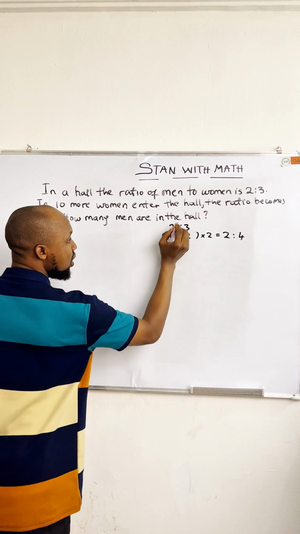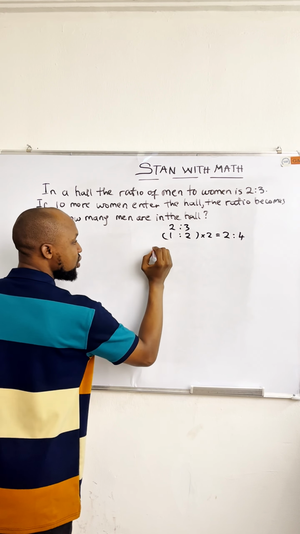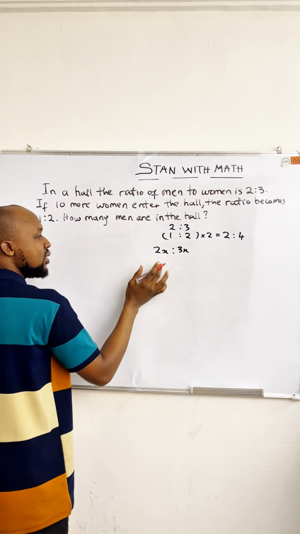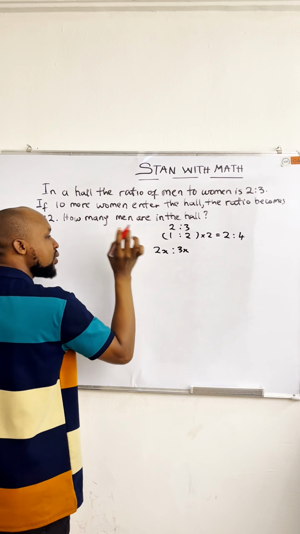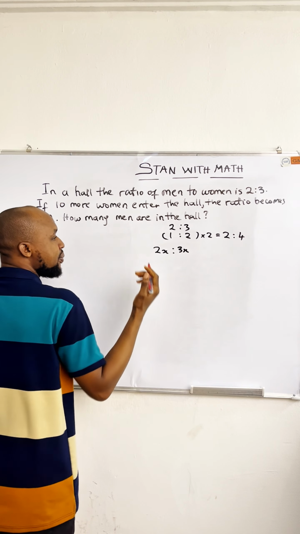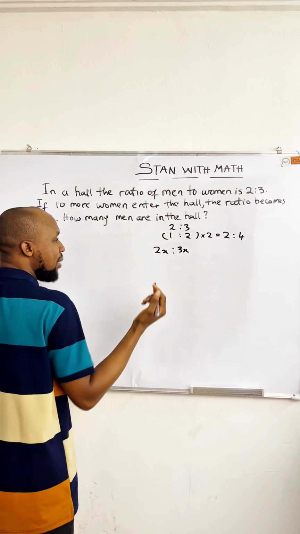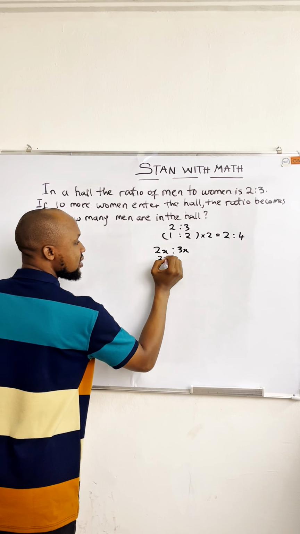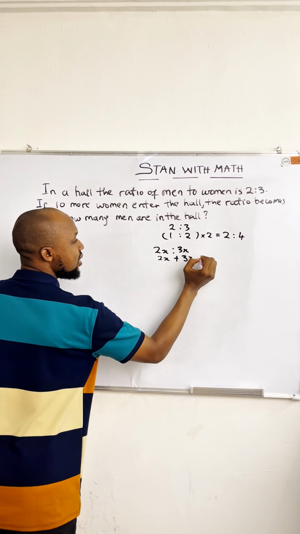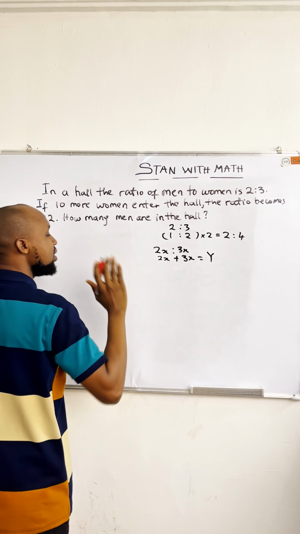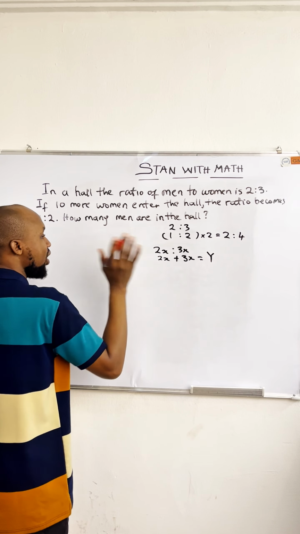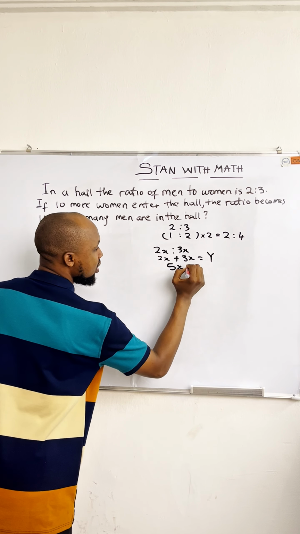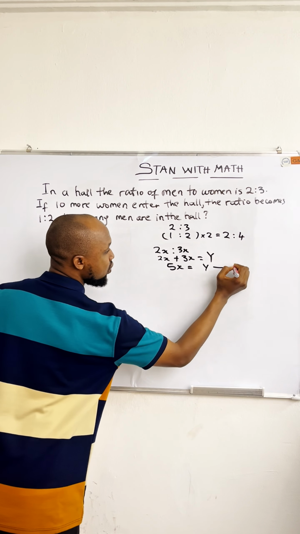So now let's do this. We can write an equivalent ratio of 2:3 to be 2x ratio 3x, is still the same thing. So now this 2x is representing the initial number of men and this 3x is representing the initial number of what? Women in the hall. So now we can say that 2x plus 3x is equal to y, which is the number of people that were in the hall initially. So we can still have this to be 5x is equal to y. Let's call this equation 1.